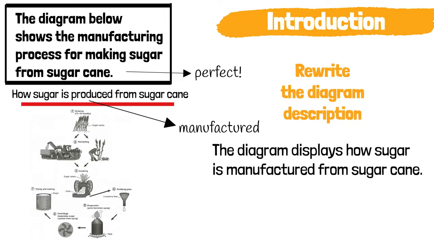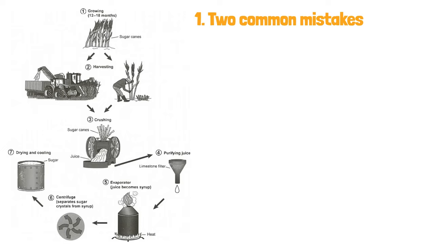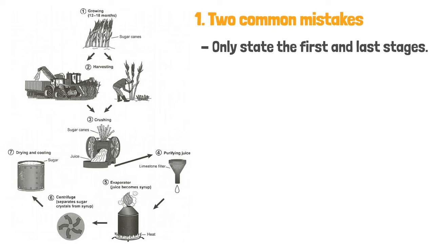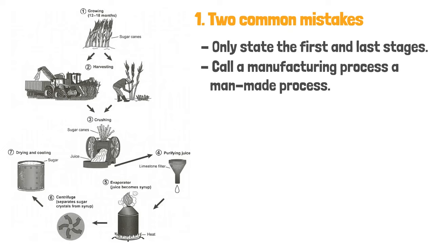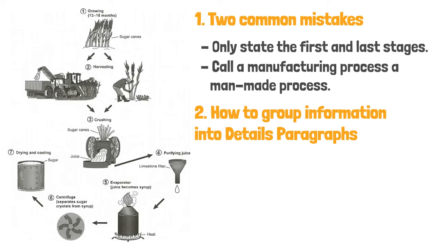Finally, let's look at what we've covered in this video. We talked about two common mistakes when writing an overview for a process diagram. 1. Only state the first and the last stages. 2. Call a manufacturing process a man-made process. Please don't do this.